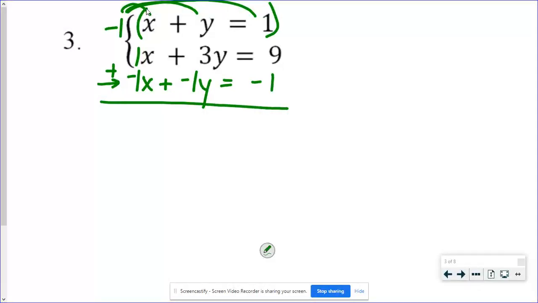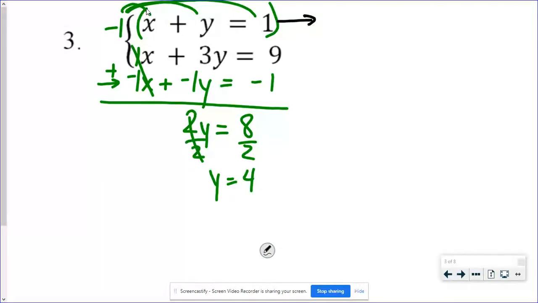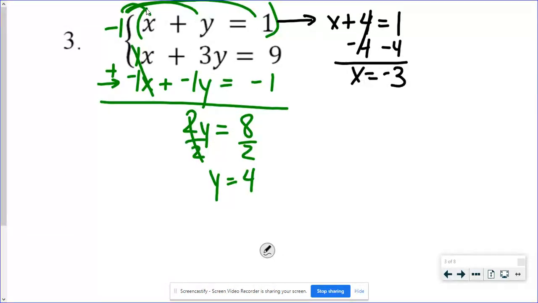Now when I add these, my x's will go away. 3y plus a negative 1y is 2y. And 9 plus a negative 1 is 8. So y is going to be 4. I would choose the top equation to find the x. I would have x plus 4 equals 1. So we'll just subtract 4 and get that x is negative 3. So my ordered pair, x and then y, is negative 3 and 4.